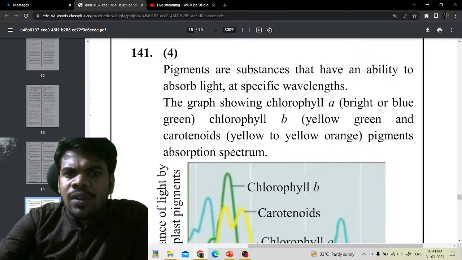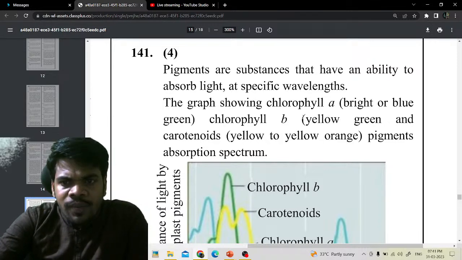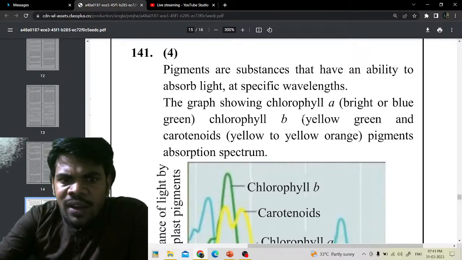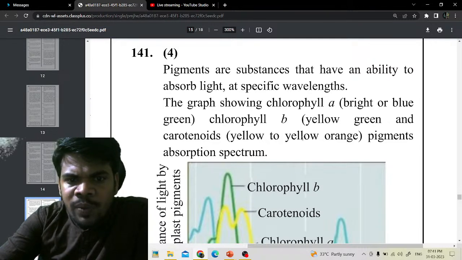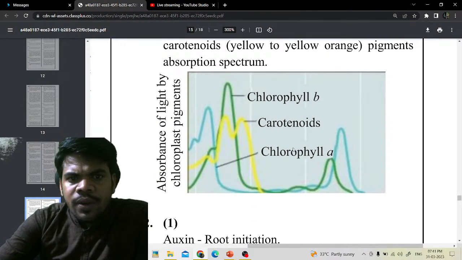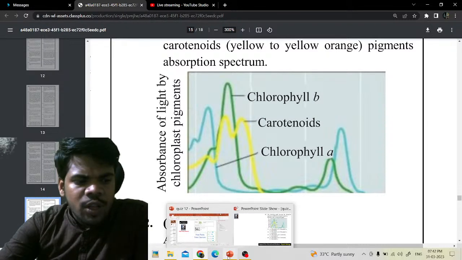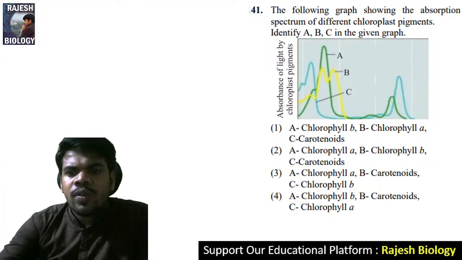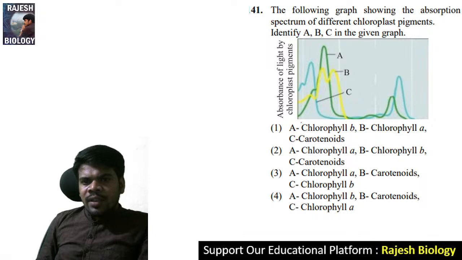The graph shows chlorophyll A, bright blue to blue green, chlorophyll B, yellow green, and carotenoids, yellow to yellow orange pigments. So here this is the right answer for this. Option 4. Chlorophyll B, A. This yellow color is carotenoids and chlorophyll A is in the blue color.